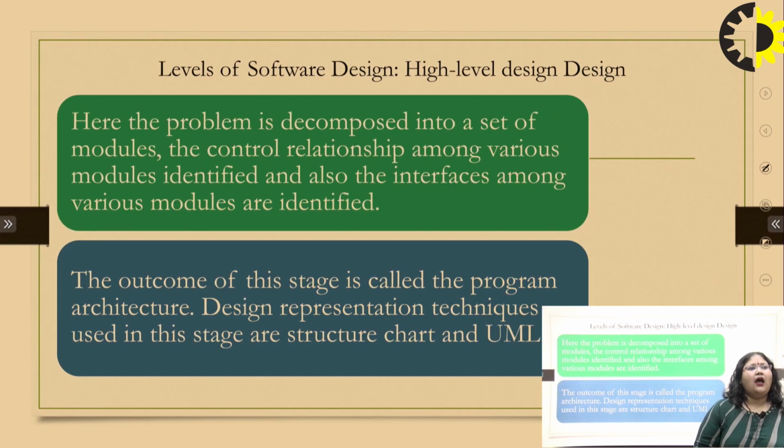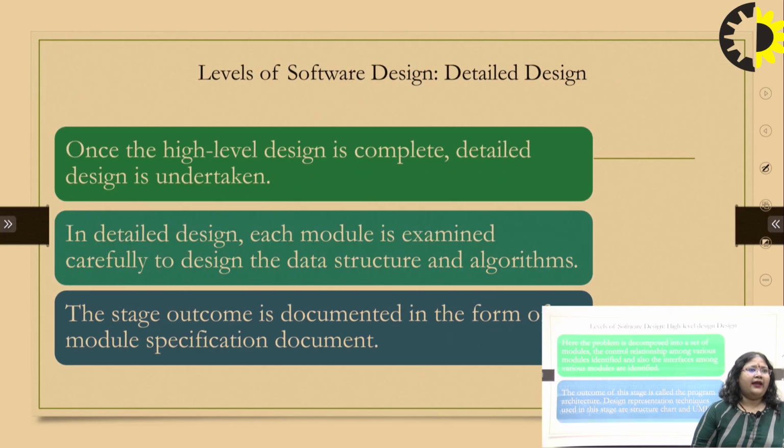Now the next is the high level design. High level design means the problem is decomposed into a small set of modules, and every module has a control relationship. So that shows the interface between the modules, and how we have to identify which module is highly related with another module. So this is the high level design. The outcome of this stage is called the program architecture. That completely shows the structure chart and the UML diagram.